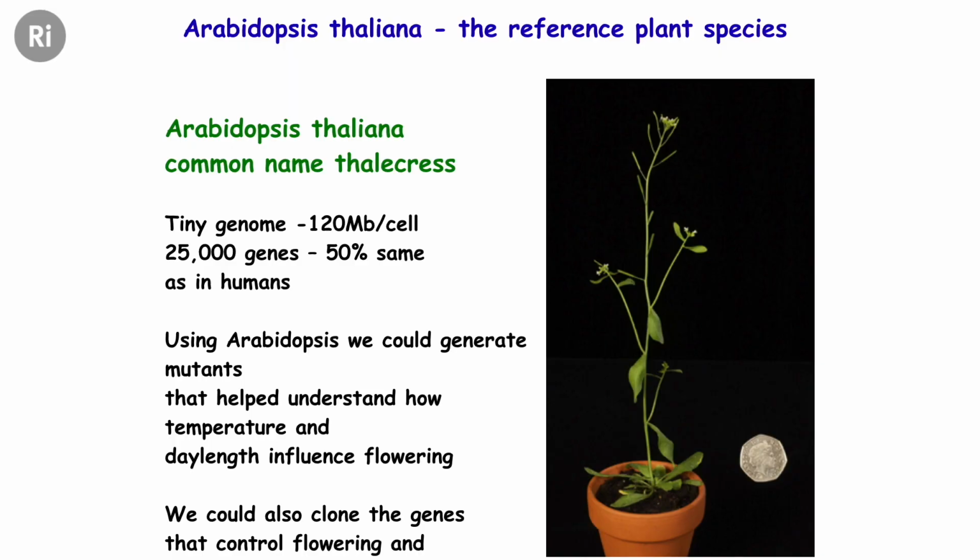So in the late 80s, internationally, the plant community decided if all of the researchers focused on one organism, then we could really pool and share results and things would go much faster. And it was an organism that had a tiny, tiny amount of DNA in each cell.